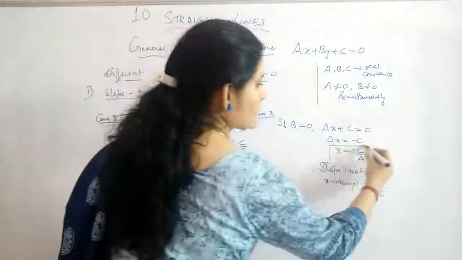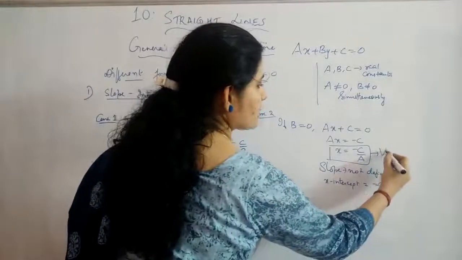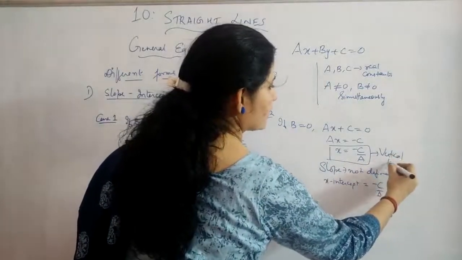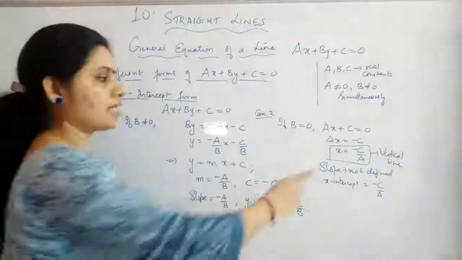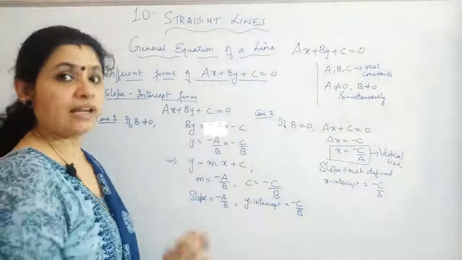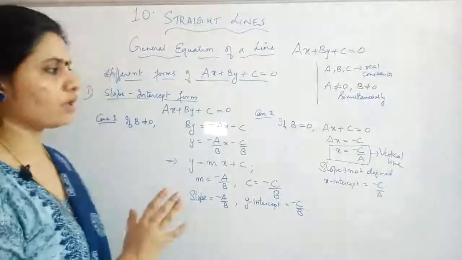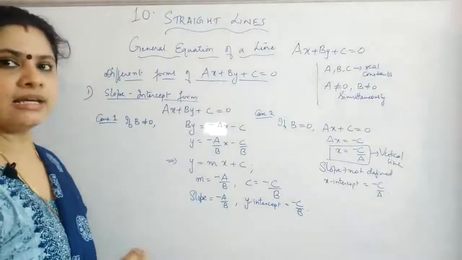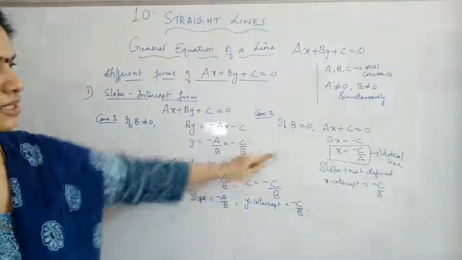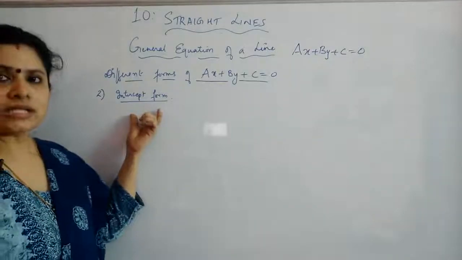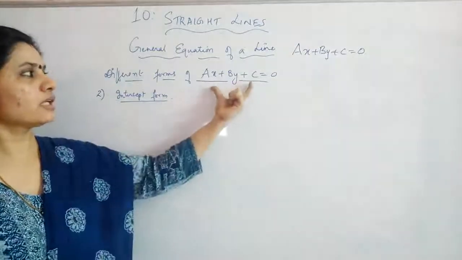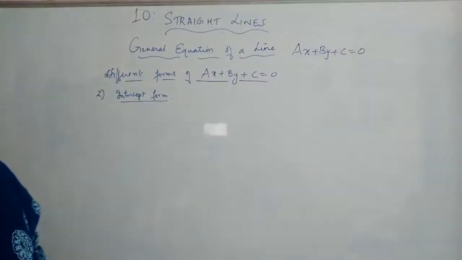Here this will be a straight line which is a vertical straight line. A vertical line has an undefined slope. Slope will not be defined for a vertical line. For tan 90 it is not defined, right? So that is the case when b equal to 0. Next form is intercept form. That means you are reducing the given equation in the intercept form.